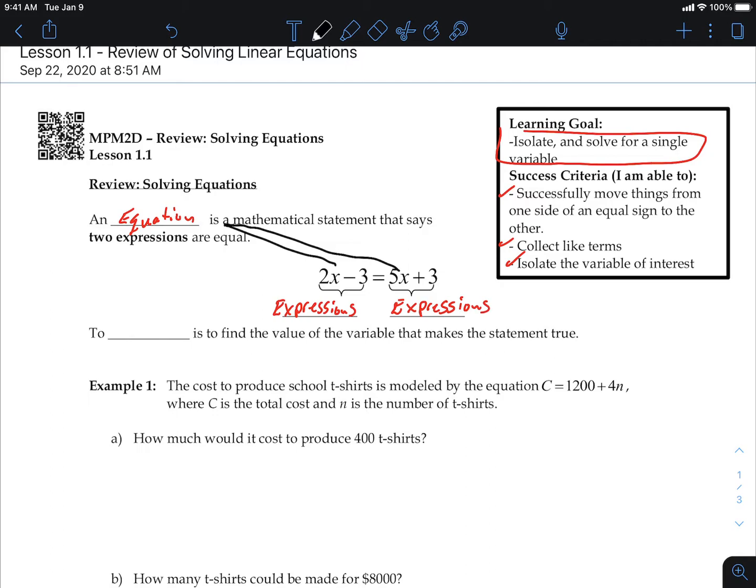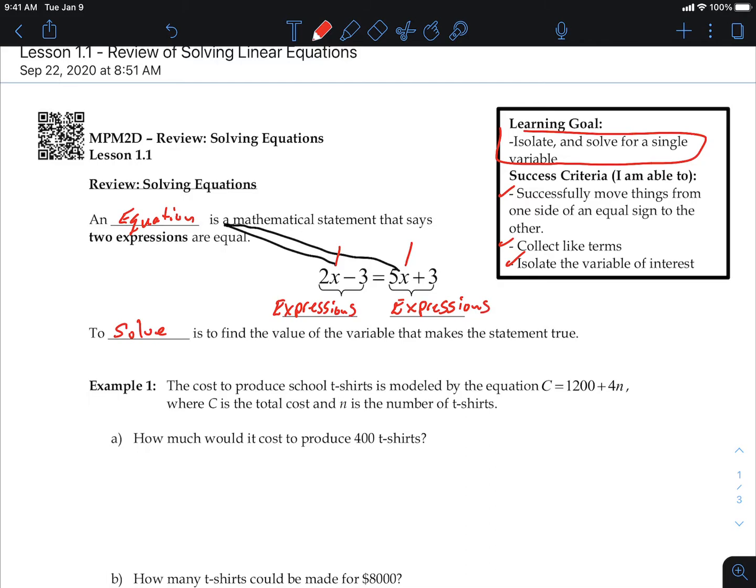Equations allow us to solve for variables. So this blank's going to be solved. To solve is to find the value of the variable that makes the statement true. If you were in grade 9, you found what the variable was. To check if you were right or wrong, you could plug it back in for x. If both sides are equal, then you know the variable you've solved for works, right? That's what we call checking.